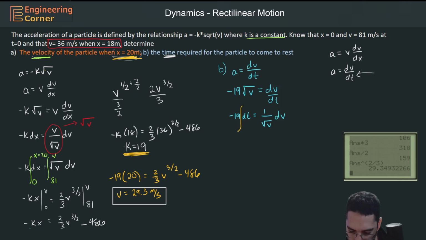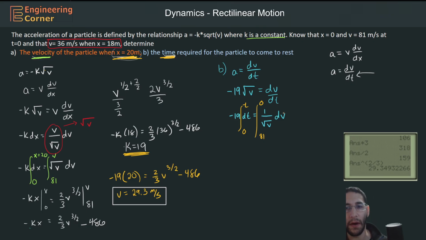So what are our bounds of integration? Well, we know we're going to go from t equal to 0 to some time t. That's what we're looking for, right? The time required for the particle to come to rest. Well, at rest, v is going to be 0. At time equal to 0, we're going to be at 81 meters per second.